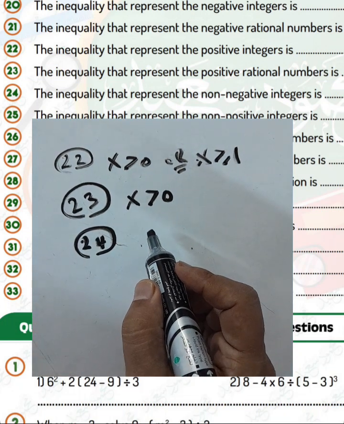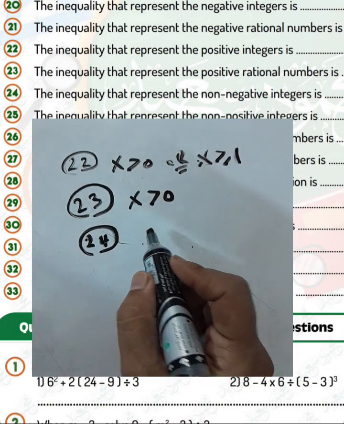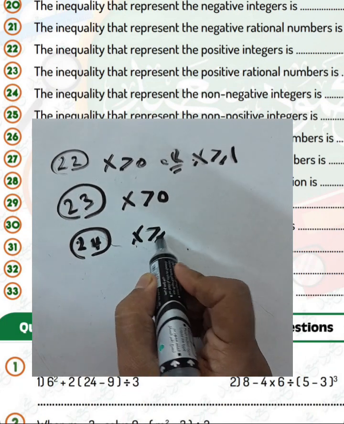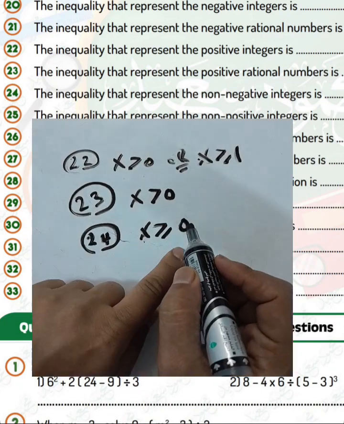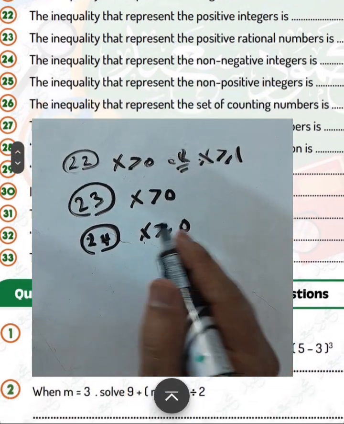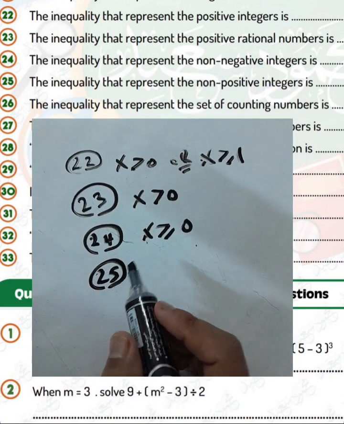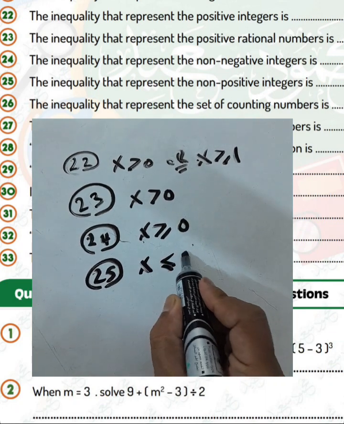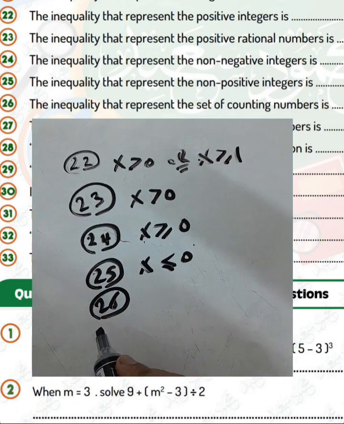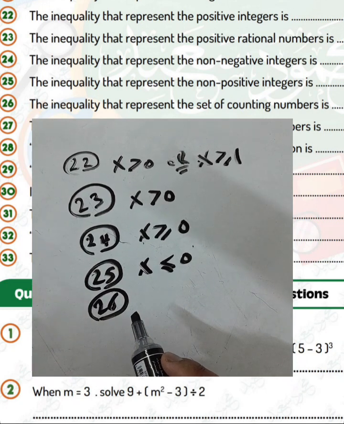Here it represents the non-negative integer, 0, non-positive and non-negative. You must begin by 0. Okay, non-negative, it will be x greater than or equal to 0. Okay, it will be 0 and positive numbers. Question 25, the inequality that represents the non-positive integer, non-positive, it will be x less than or equal to 0 because 0 is non-positive and non-negative.